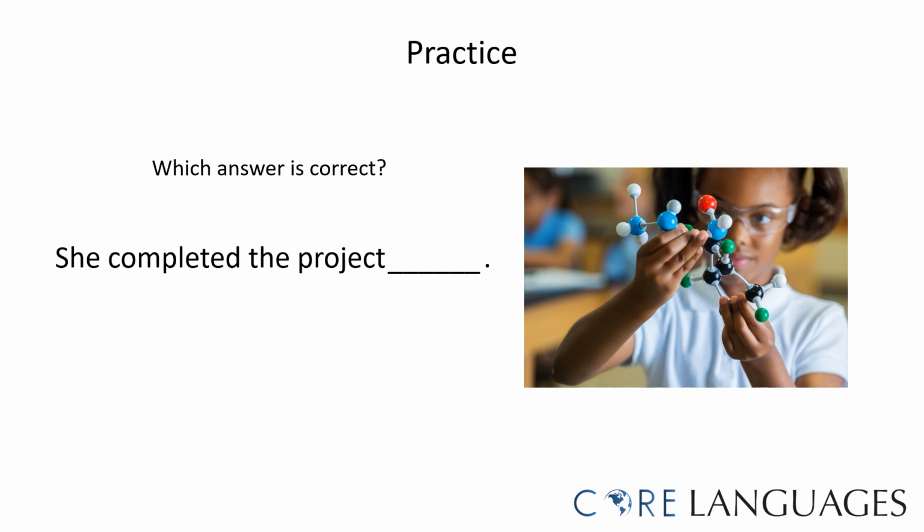Look at this sentence and try to choose the correct pronoun and see if you can identify if it is a reflexive pronoun or an intensive pronoun. She completed the project herself or himself. The correct pronoun is herself, and this is an intensive pronoun. The object in the sentence is the project. She is the subject, and the intensive pronoun herself is used to put emphasis on the subject she.